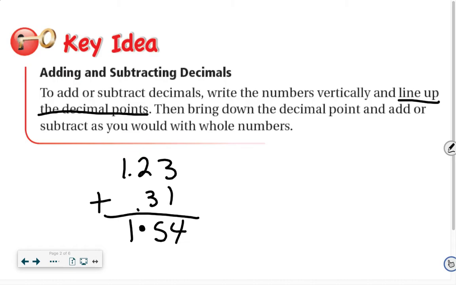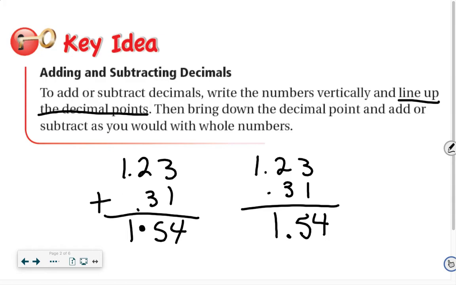I don't do it that way, but I would add them in the same way. I'm going to line them up in the same way, but I do my addition first, and then I bring my decimal down, okay? Is it going to make a difference which way you do it?